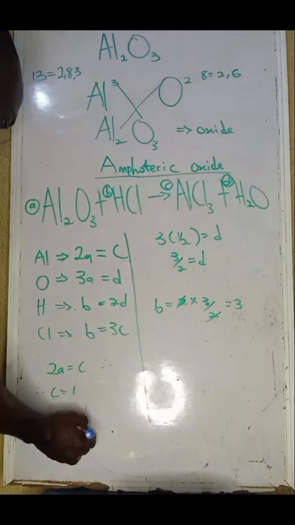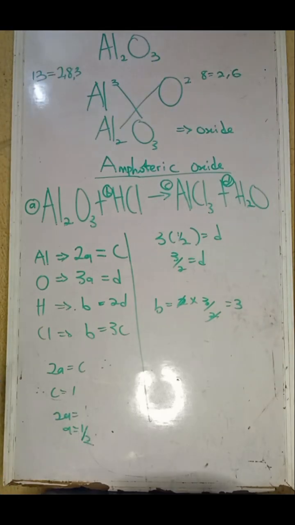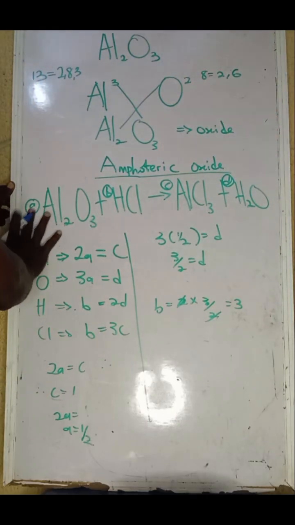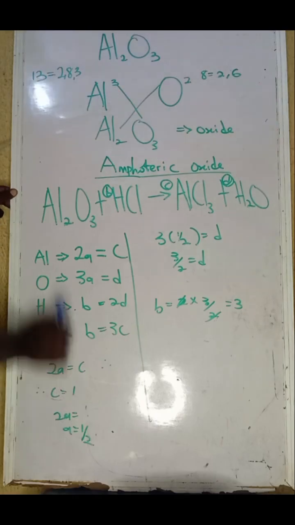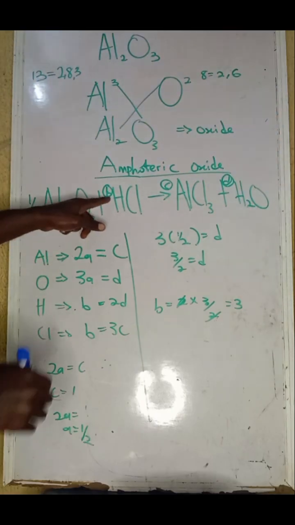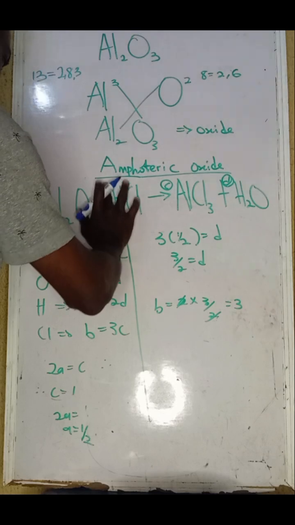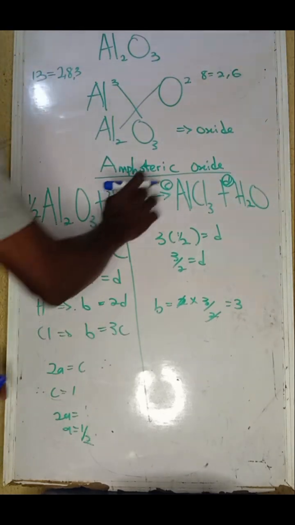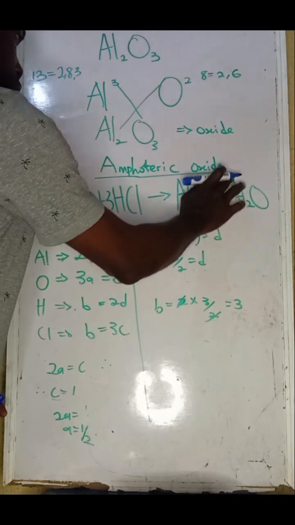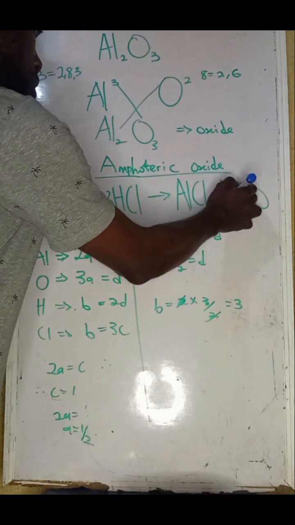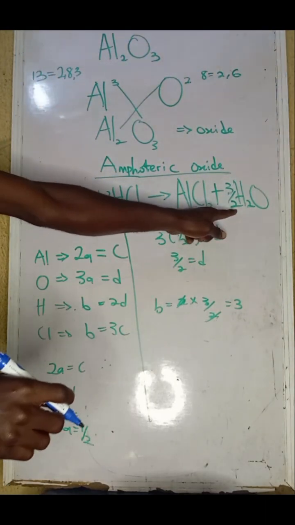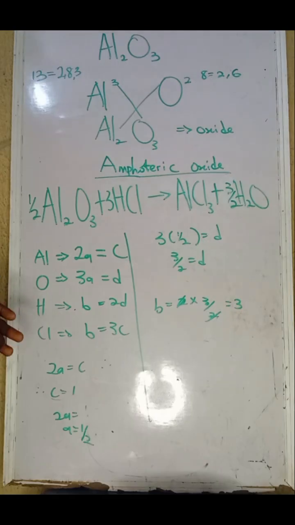So what are we now going to do? Let us put all the coefficients there. Now we have A to be 1 over 2. We have B to be 3. We have C to be 1, so there is no need for it here. And D to be 3 over 2. However, we cannot have a fraction as the number of moles.